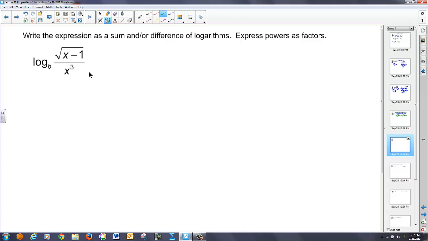In this problem we have a division to start with, and then there's a square root here. We've used the square root before in terms of powers, so let's rewrite this. We have the log base b of the quantity x minus 1. Square root is a half power, minus, because I have the division, log base b of x cubed.